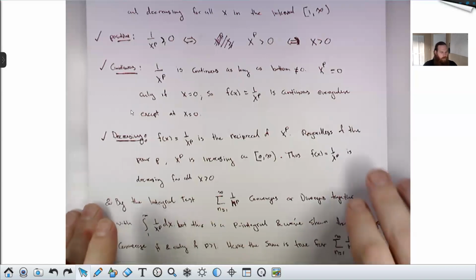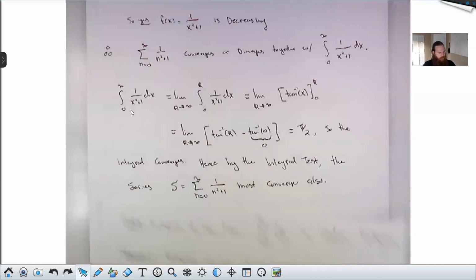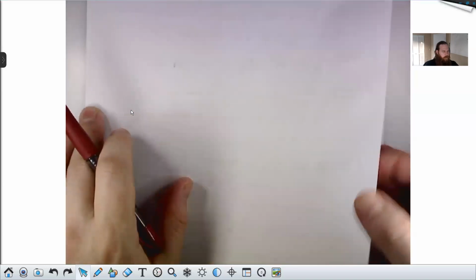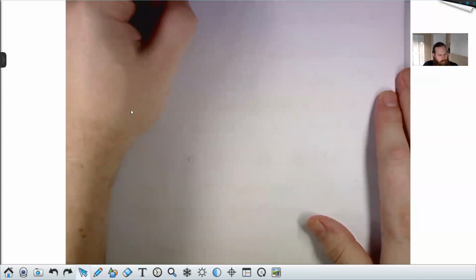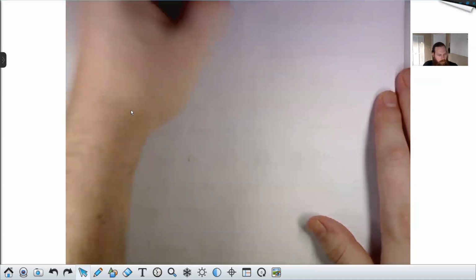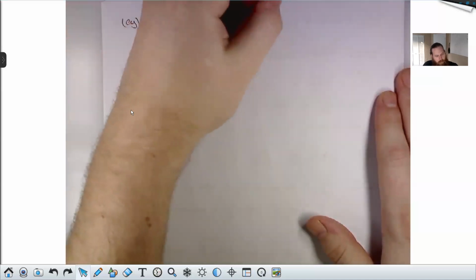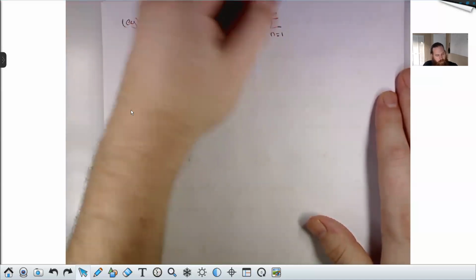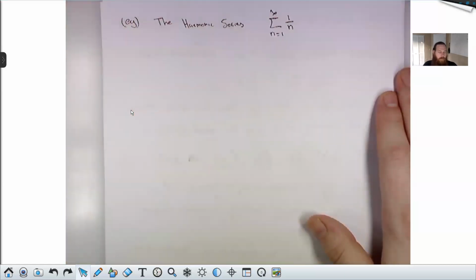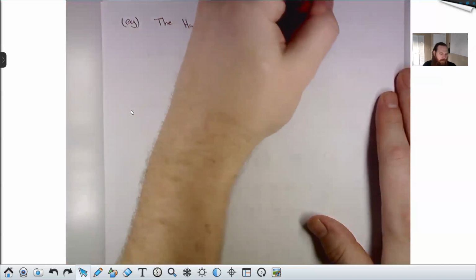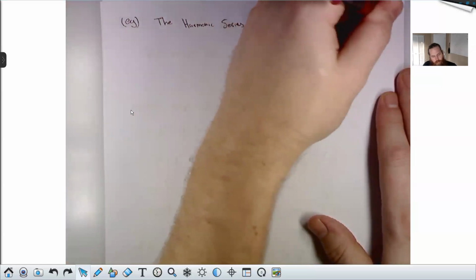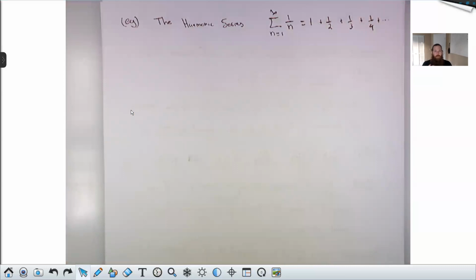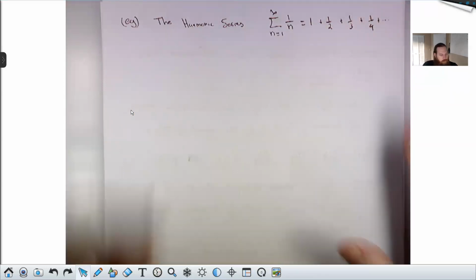So this first example is an important example. It's a special case of a p-series. So we're not going to go through it all the way with the integral test. But there's a special example called the harmonic series. That's sigma n from 1 to infinity of 1 over n, which is 1 plus 1/2 plus 1/3 plus 1/4, and so on. Very, very famous series. This series diverges.